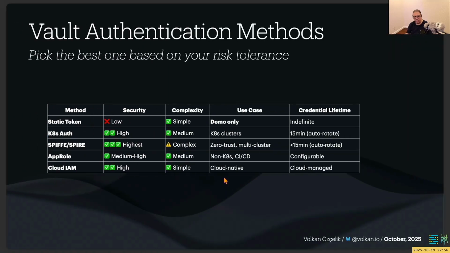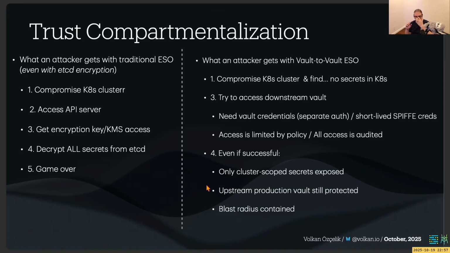So this was vault authentication methods. I want to show you what we have done and also provide you one final comparison to drive this idea home. So with traditional ESO, we were creating an in-cluster secret. So when the Kubernetes cluster was compromised, an attacker would gain access to the API server, and then they can either obtain the encryption key or decryption key through KMS access, and then decrypt every single one of the secrets, 100% of them from etcd, which is game over.